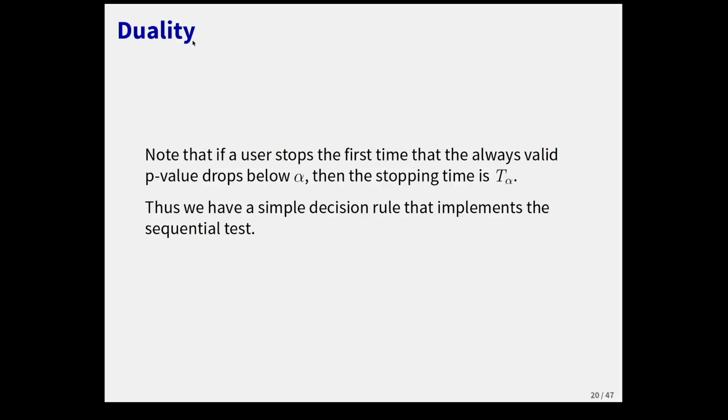not all users are going to stop at T alpha in this case anyway. So the property that matters more to us is that we have type 1 error control for any stopping time. Right? Clearly, something should be lost if they don't follow this natural decision rule, but at least we have valid type 1 error control for any stopping time.